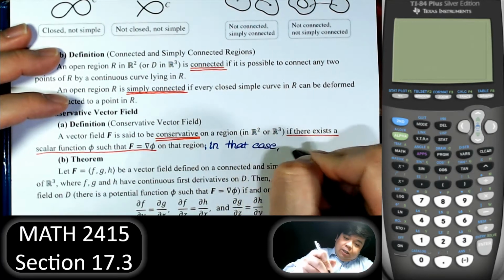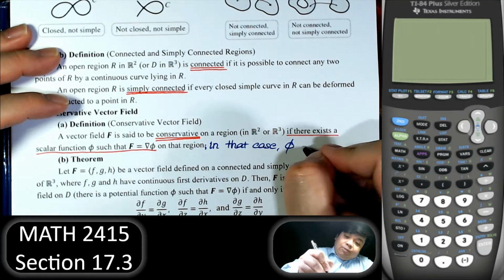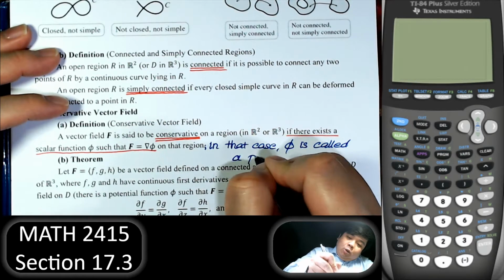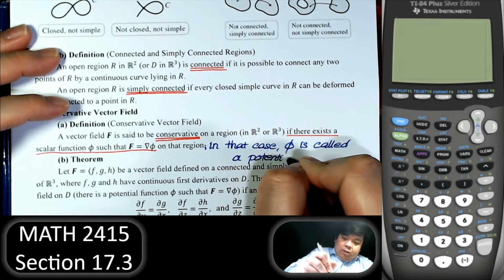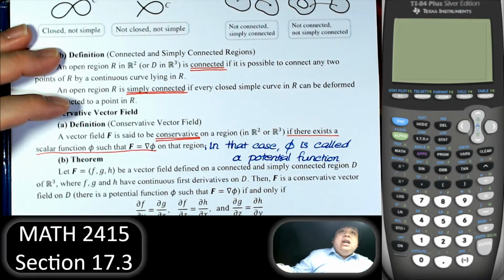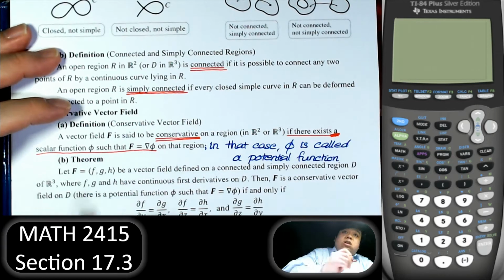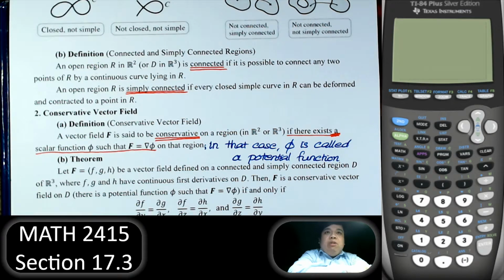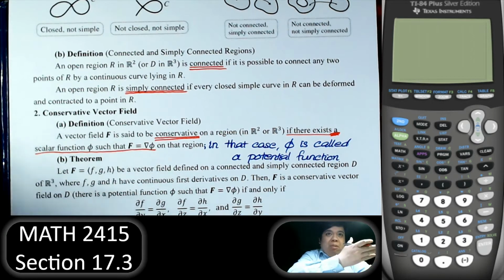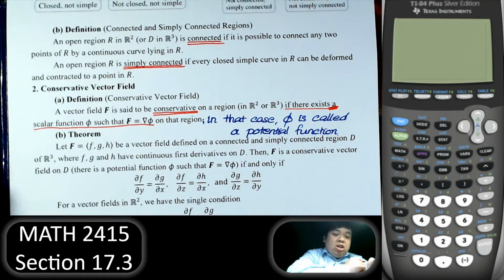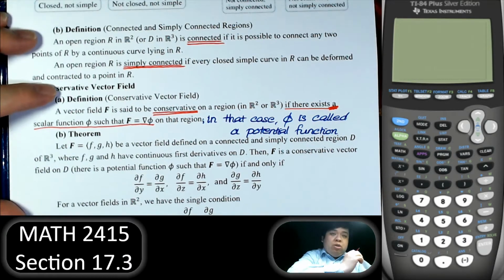In that case, phi is called a potential function. And the key here is it is a potential function, so there's more than one. Just like the antiderivative, there are a bunch of them, differing by a constant. Right. So that definition is nice and all, but it's not a criterion to determine if the vector field is conservative or not.